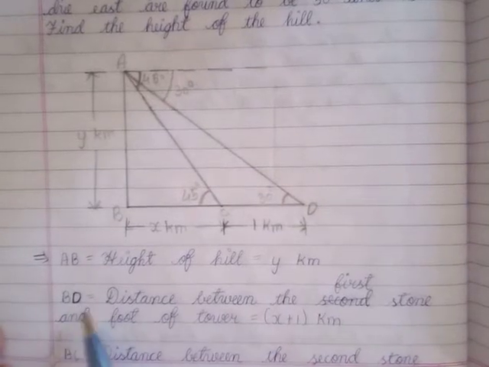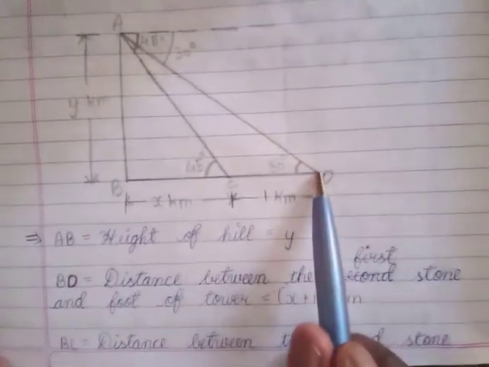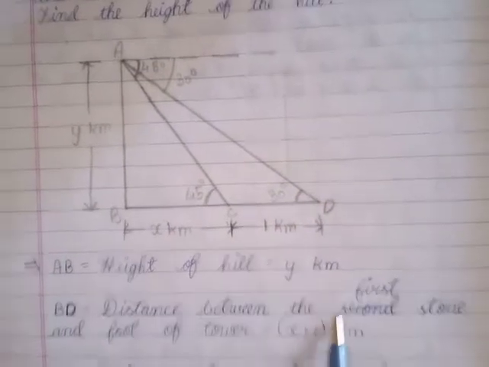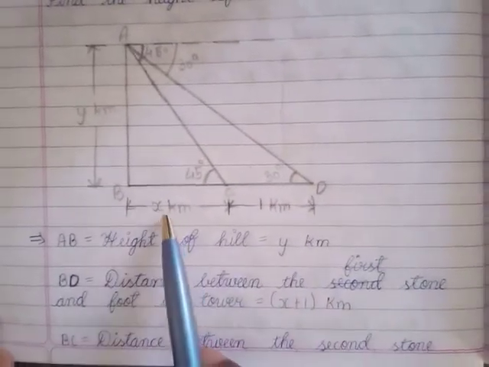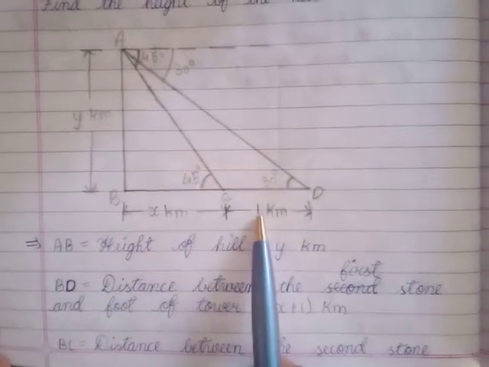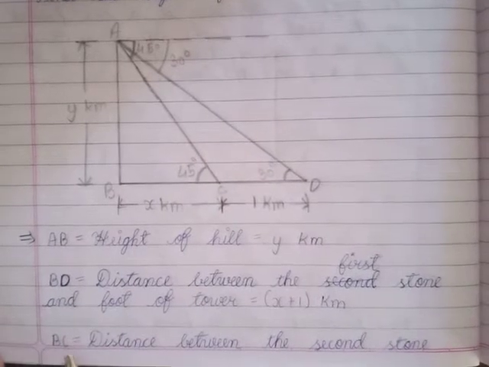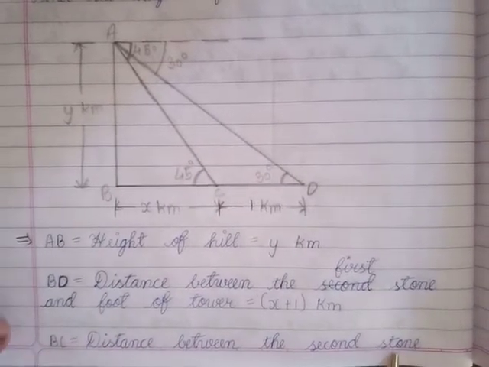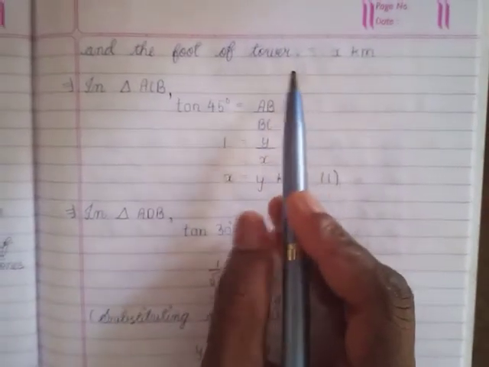BD is the distance between the first stone and the foot of the tower. This is the first stone. The distance between the first stone and the foot of the tower is x plus 1 kilometers. BC is the distance between the second stone and the tower, which is x kilometers.